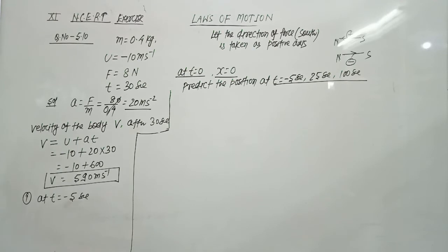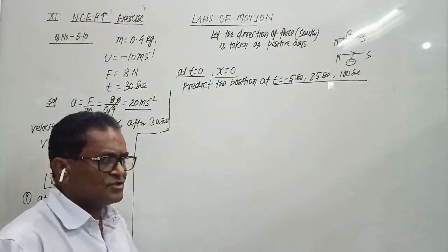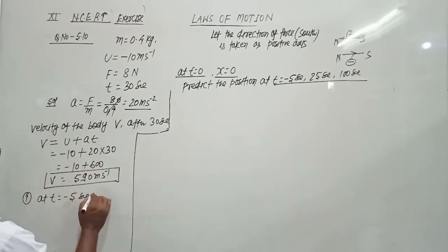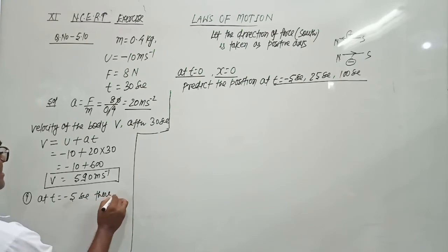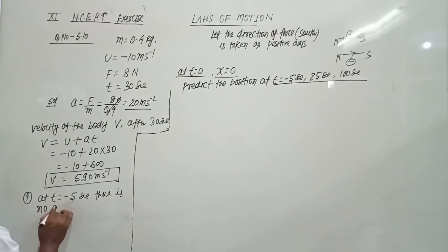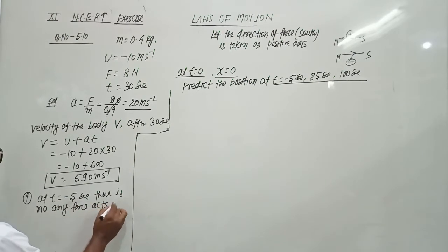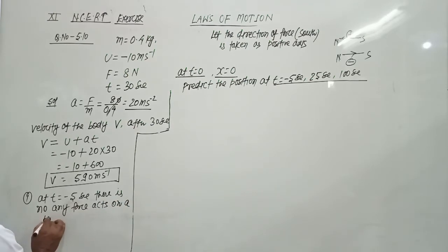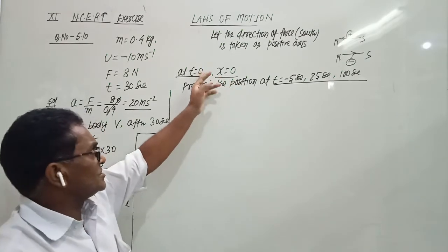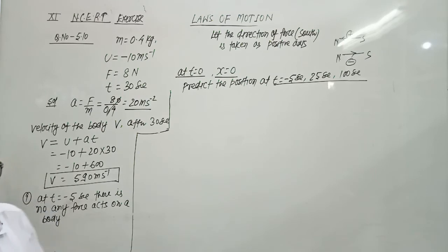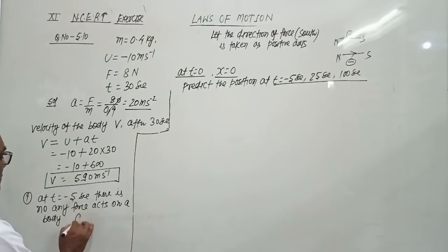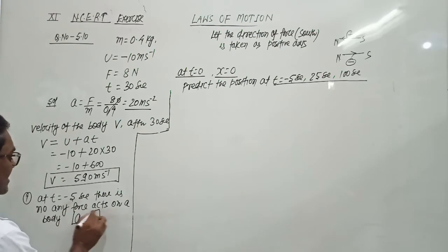So at time t equals minus 5 seconds, there is no force acting on the body because the body is at rest. The force acting on the body started from time t equals 0. So before time t equals 0, there is no force acting on the body, and if no force acts on a body, it means acceleration is 0.